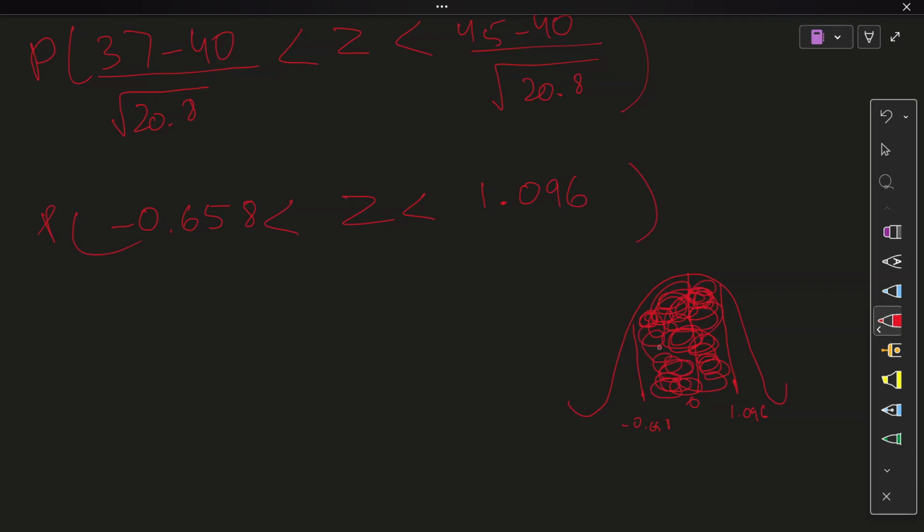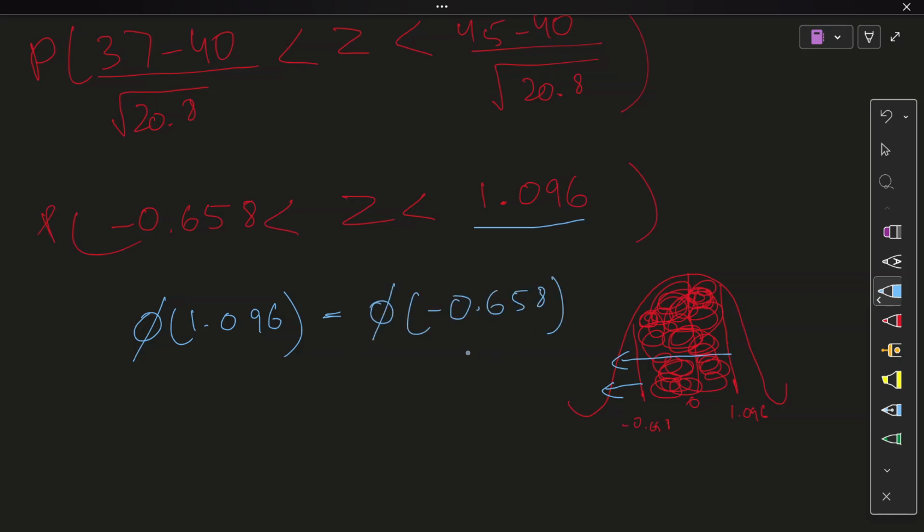So how does that work? If I find all the area that is less than 1.096 and subtract from that all the area that is smaller than negative 0.658, will I get this region in between? I will, right? So I'm going to do that. How do we find area that is less than 1.096? We say phi of 1.096. Subtract from that all the area that is before negative 0.658. So phi of negative 0.6.